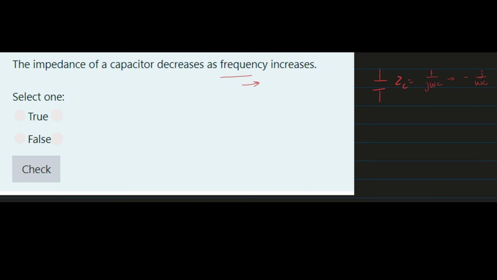So since the impedance of a capacitor is inversely proportional to our frequency, that means as frequency, we'll say f, increases, then our impedance for the capacitance decreases. So that means when we have this saying, the impedance of a capacitor decreases as frequency increases, it's going to be true. So the answer for this is true.